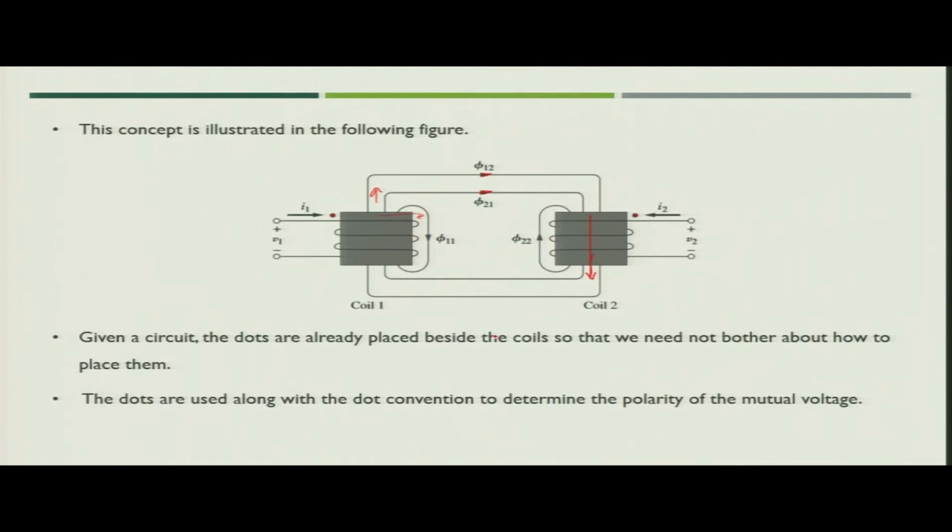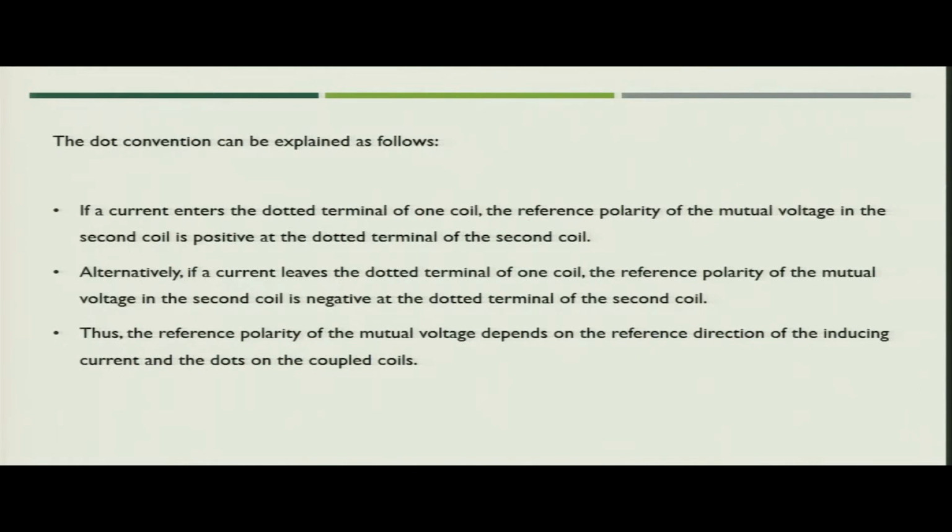Now, in this particular case the dots are already placed, so we will not bother how to place them. The dots are used along with the dot convention to determine the polarity of the mutual voltage. So we will see how, if this is the condition, we can determine the induced mutual voltage polarity. Now, let us understand the dot convention first.